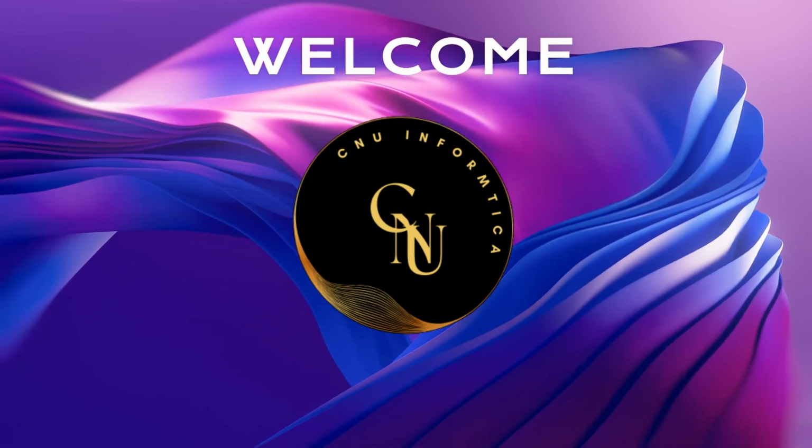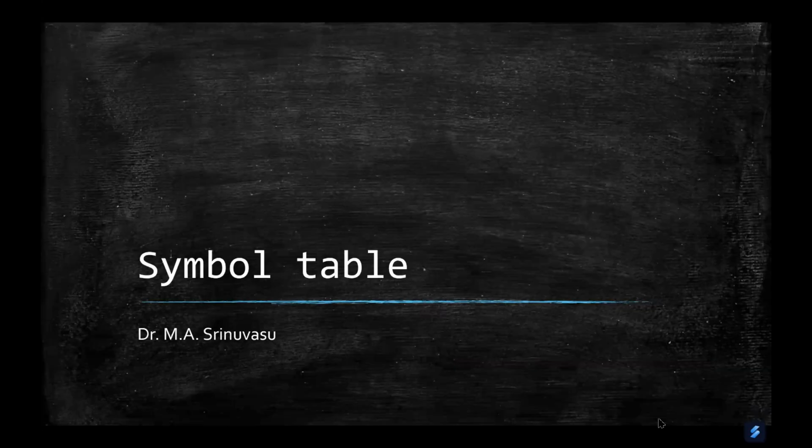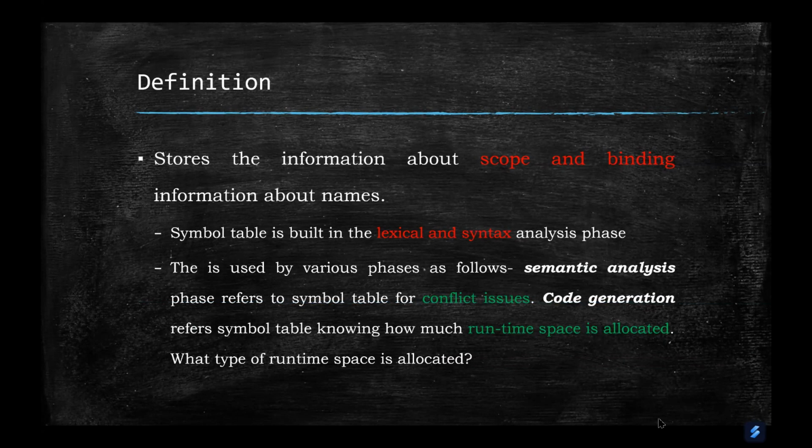Today's topic is symbol table, which is useful in each and every phase of compiler design. Coming to the definition of the symbol table: symbol table is a data structure used by the compiler to keep track of semantics of variables. That means the symbol table stores the information about scope and binding information about names.